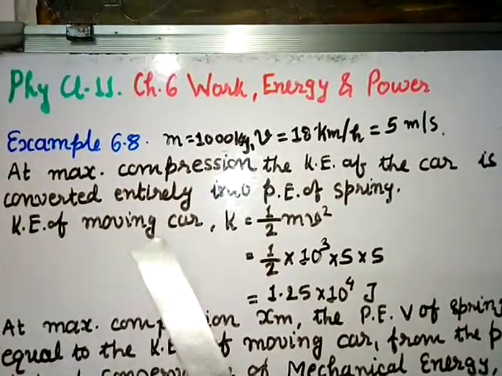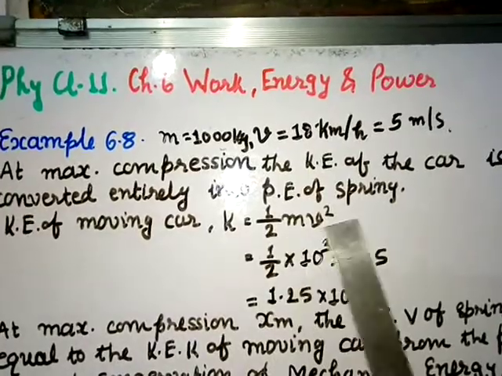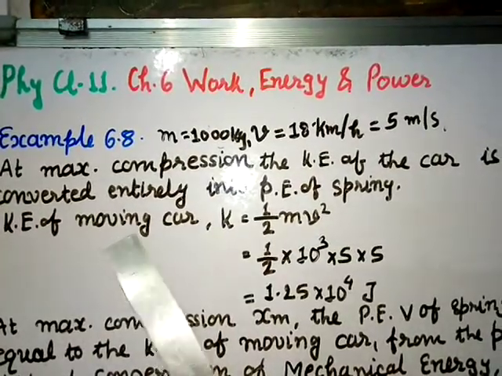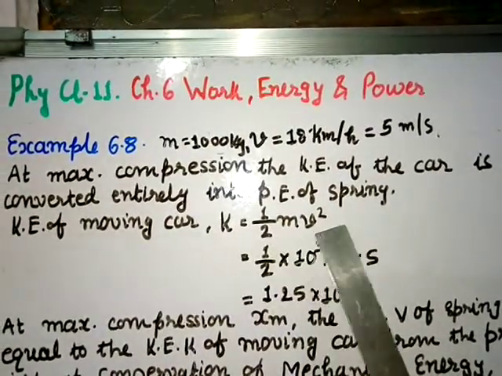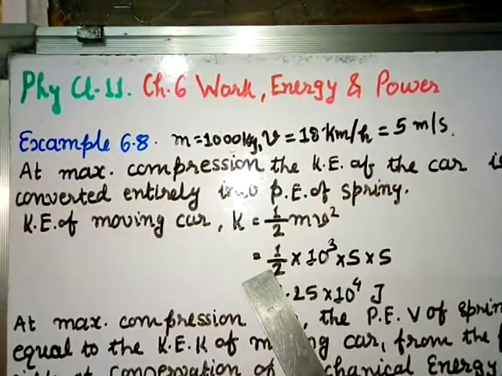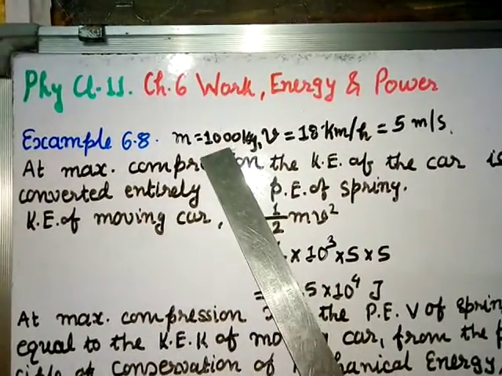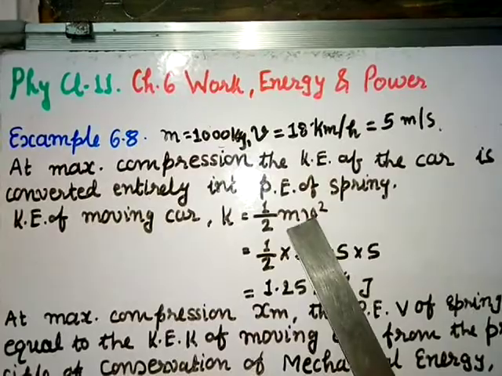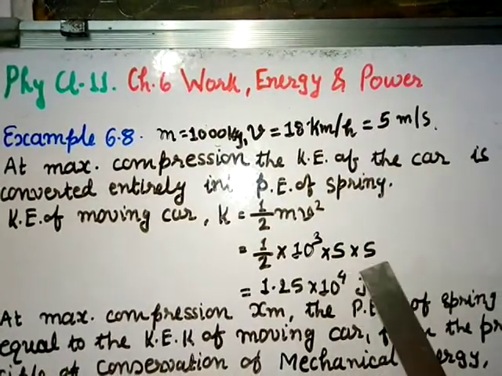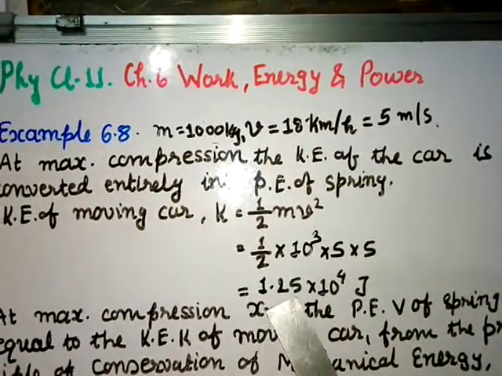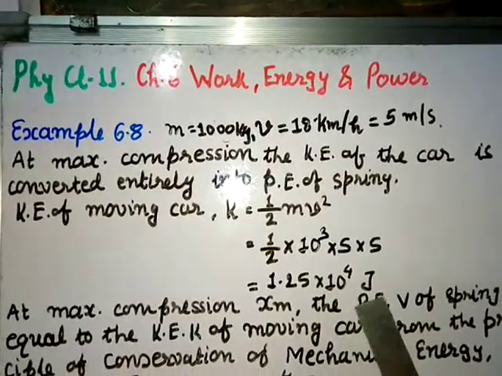Now, kinetic energy is given as 1/2 mv². So we write the kinetic energy of the moving car as 1/2 mv². Let us place the value: 1/2 as it is, mass is 1000, that is 10^3, into v², that is 5². So 5 into 5. Simplify, and you get 1.25 × 10^4 joule.